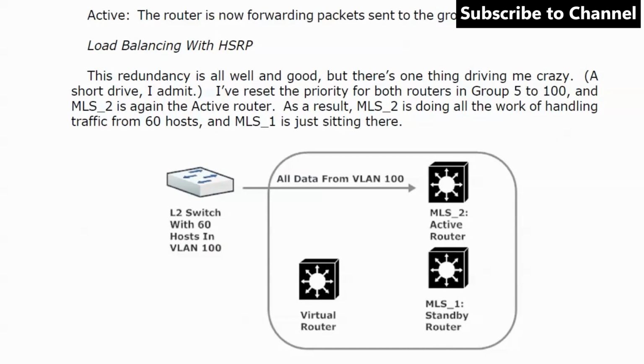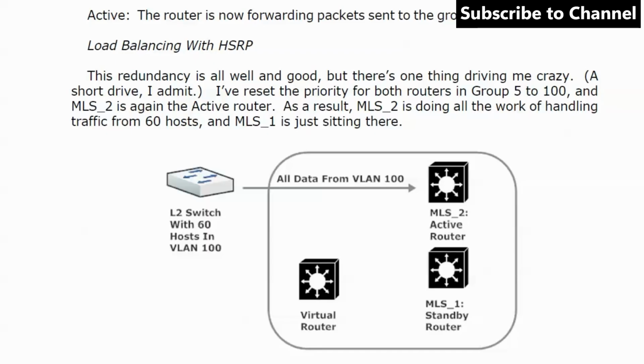for a bit and see it in action as well. Now, I have reset things from the previous lab as far as the priorities go, so right now everything is back at the default, and switch 2 is the active router for our group. Switch 1, of course, is just standing there, standing by, and watching MLS2 do all the work. Now, assuming that we had 60 hosts in VLAN 100, that means that right now, switch 2 is handling the traffic for 60 hosts, and our other multi-layer switch 1 is just standing by, watching.